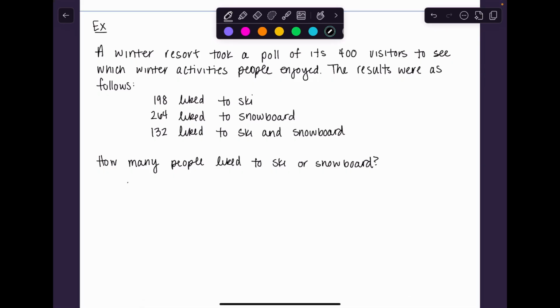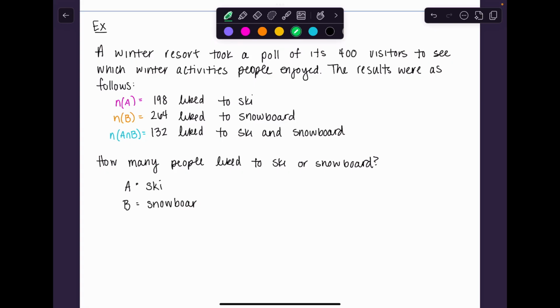So I'm going to let A be the set of people that like to ski, and I'm going to let B be the set of people that like to snowboard. Okay. So the number of elements in set A is 198. The number of elements in set B is 264. This intersection, remember, is the number of people that are in A and in B.